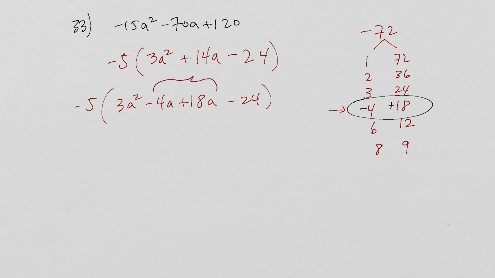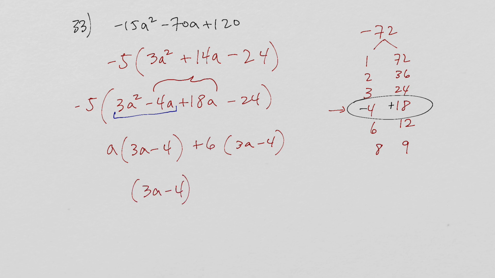I'm going to factor these first two as if they're a separate problem, and I can only take out an a. So I have 3a minus 4. I'll leave a big space, and I'm going to put 3a minus 4 again, because whatever I leave here, I have to leave here. And then I'll think about what I put here, so when I distribute, I get back to those. It looks like a plus 6. So this is going to be 3a minus 4 times a plus 6, and don't forget about that negative 5.